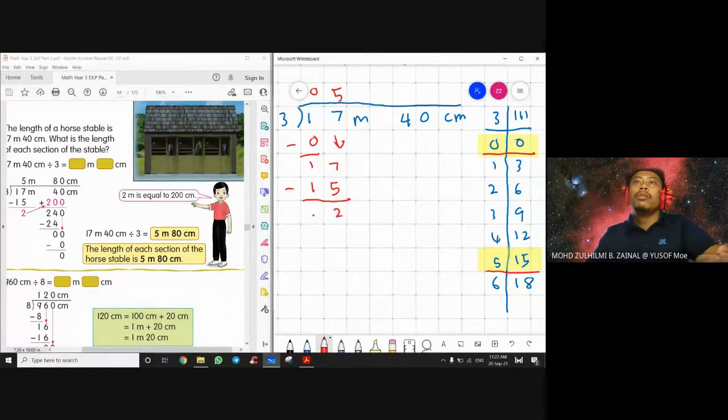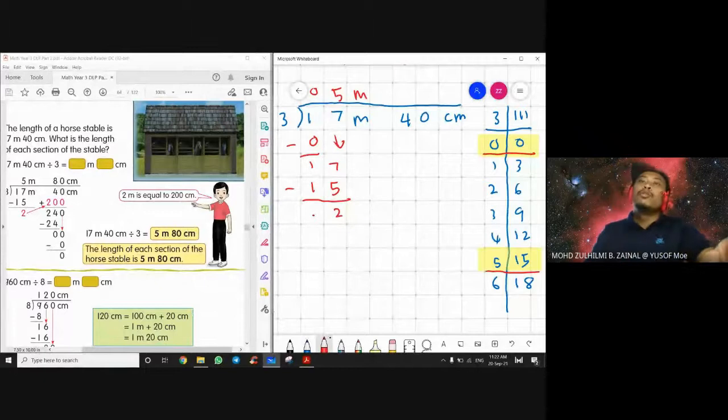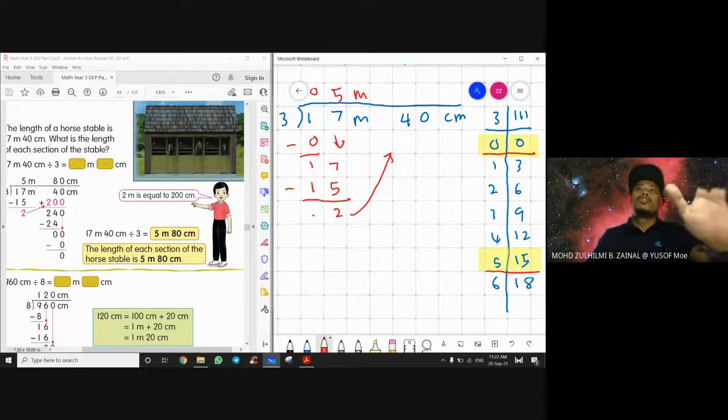2 here, 0. So what do we do with the meters? When the question is like this, take the meters first and write the unit. This one is not a remainder. You have to change this, because we don't have any number here anymore. The meters are finished. So we don't have any value for meters. So you have to transfer this to centimeters. Be careful with this.